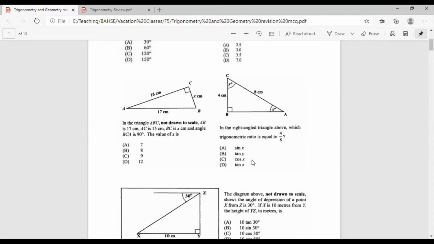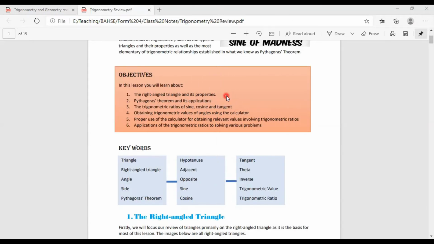All right. Well, our objectives for today. We're going to be going over the right angle triangle and its properties. All those little basic things that you would know, just to rebuild that foundation and make sure that everybody's on the same page with it. Pythagoras theorem and its applications, which we would have touched on, and then we're going to talk about trigonometric ratios of sine, cosine, and tangent.